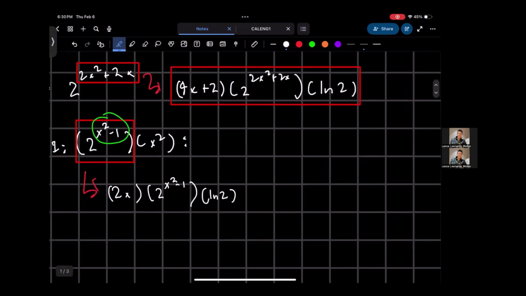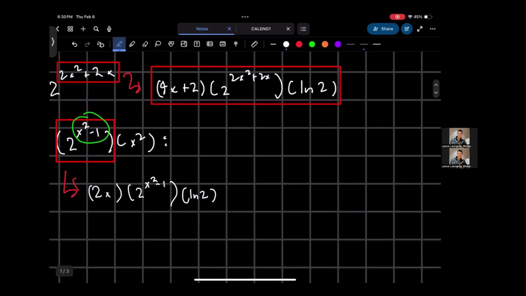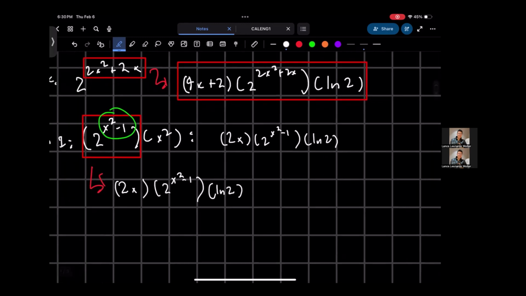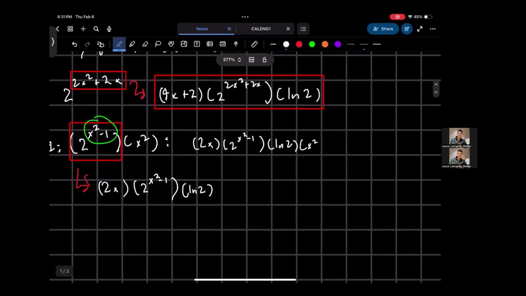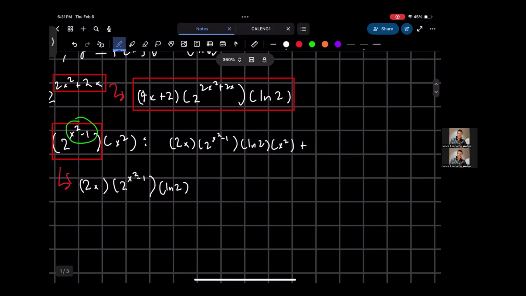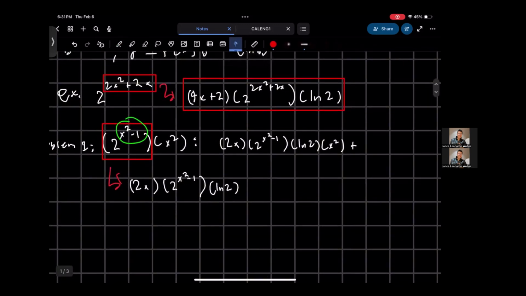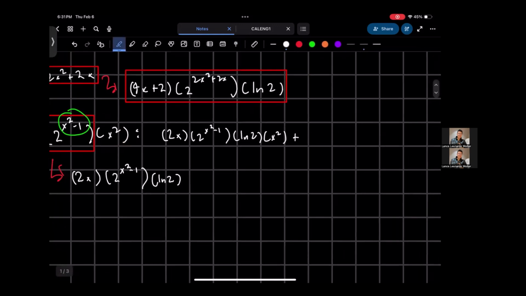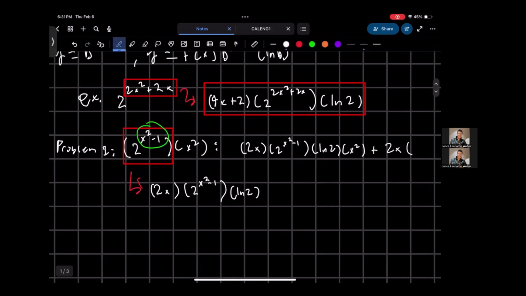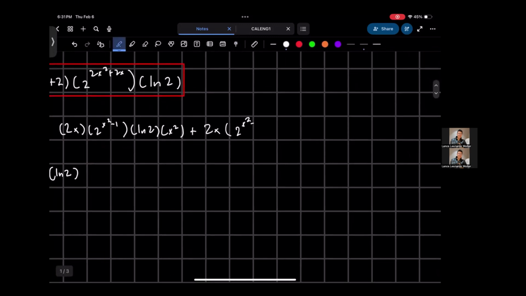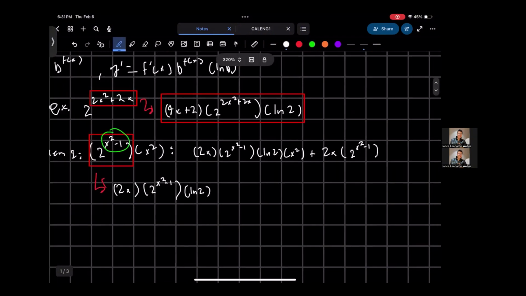Now, let's put this back into our original solution. 2x times 2 raised to x squared minus 1 times ln of 2. Now remember, we're getting the derivative of this whole function, so you have to add x squared here. Then we just add the second part of the derivative, where we get the derivative of this one, which is 2x, and then we copy this function, 2 raised to x squared minus 1.